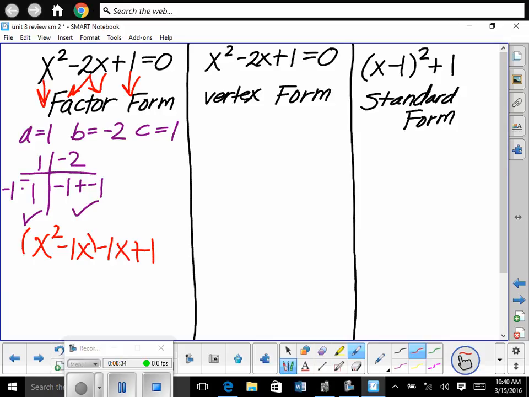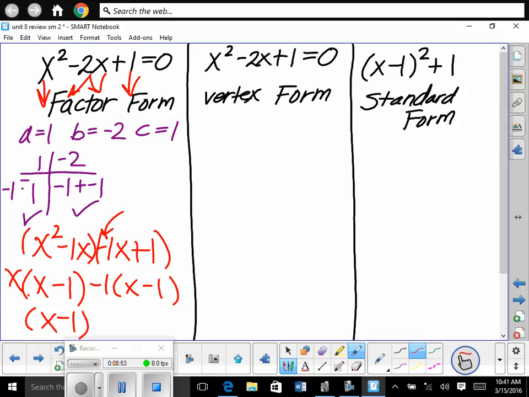Then you group the first 2 terms and the last 2 terms, then you factor. What's in common in this group? So then left is x minus 1, right? Then what's in common here? Negative 1. There's a negative in front, we pull out -1, left is x. Then we factor out the common factor: x minus 1, right? So then left was x minus 1.